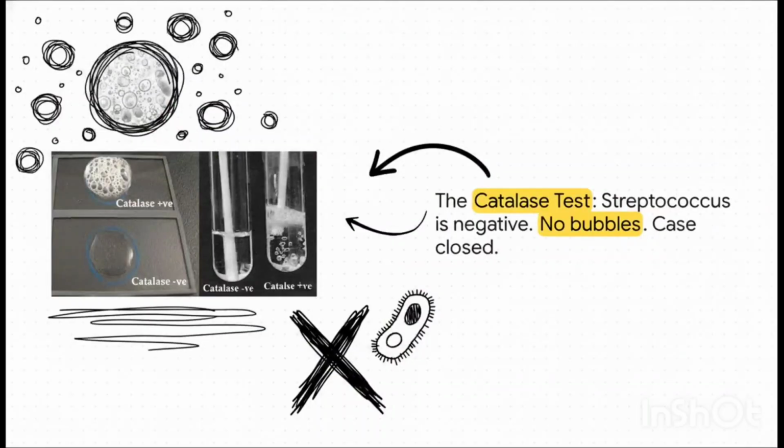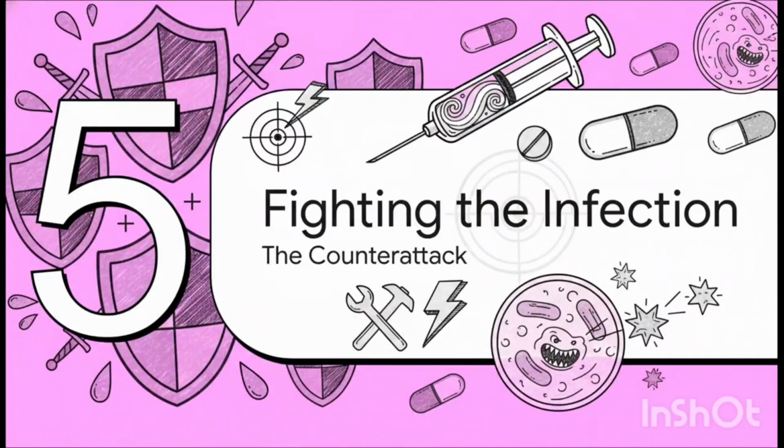And this right here is the aha moment. It's called the catalase test. It's simple. They mix a bit of the bacteria with a drop of hydrogen peroxide. Now, if it were something else, it might bubble up. But Streptococcus is catalase negative. That means no bubbles. And just like that, the case is closed. We've got our culprit.